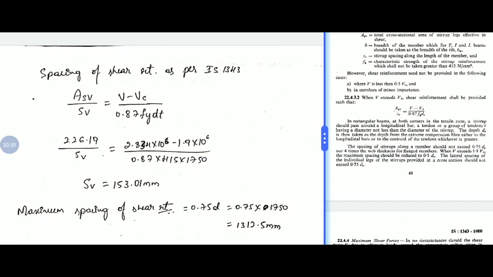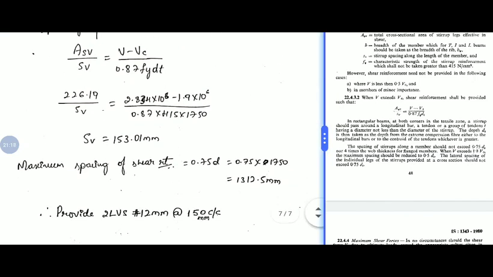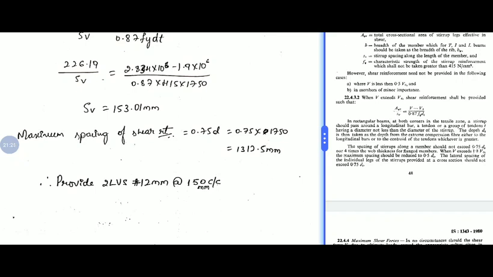Again on the same page 48, you have the maximum spacing to be provided, which is 0.75 times dt. The effective depth is 1750 mm. So 0.75 into 1750 gives 1312.5 mm. By comparing these two, the minimum is 153. Therefore provide two-legged vertical stirrups of 12 mm diameter at 150 mm center to center. With this, the fourth module, which is design of shear for PSC members, has been completed. Thank you.